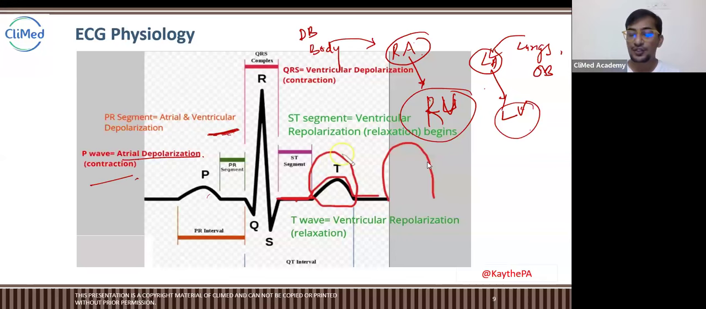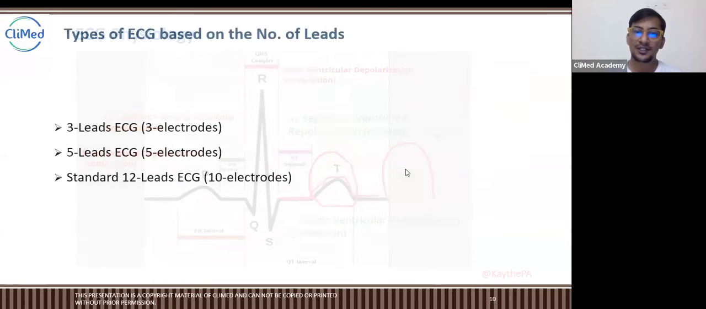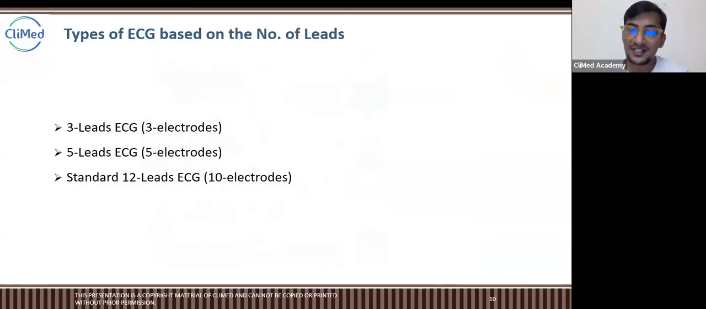Okay. Great. So now we'll go to the next part. So the types of ECG, guys, because we have to understand the ECG completely. There are three types of ECG. One is 3 leads, one is 5 leads, one is 12 leads standard. That is the standard ECG, 12 lead.